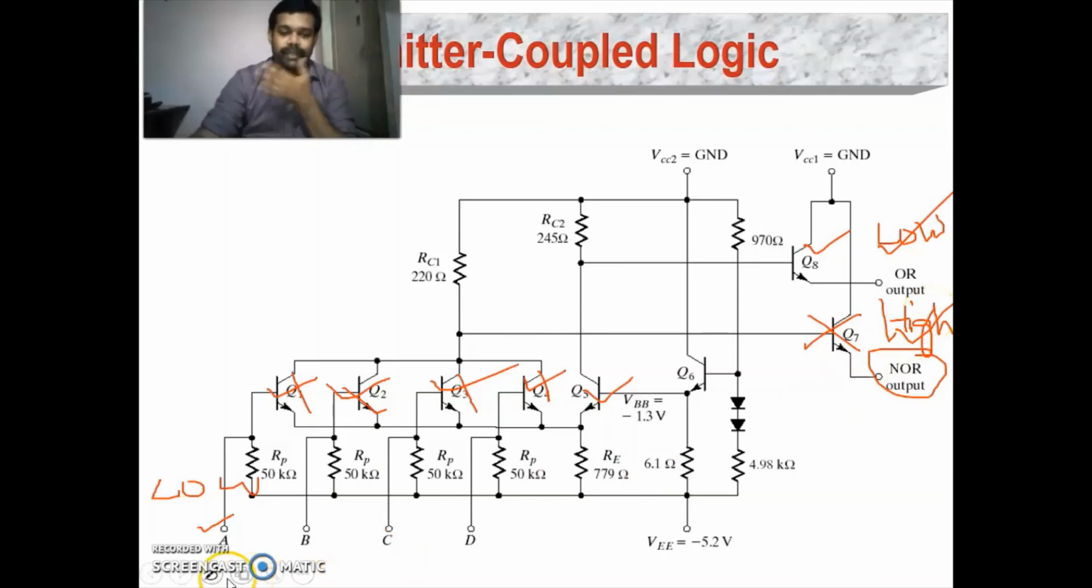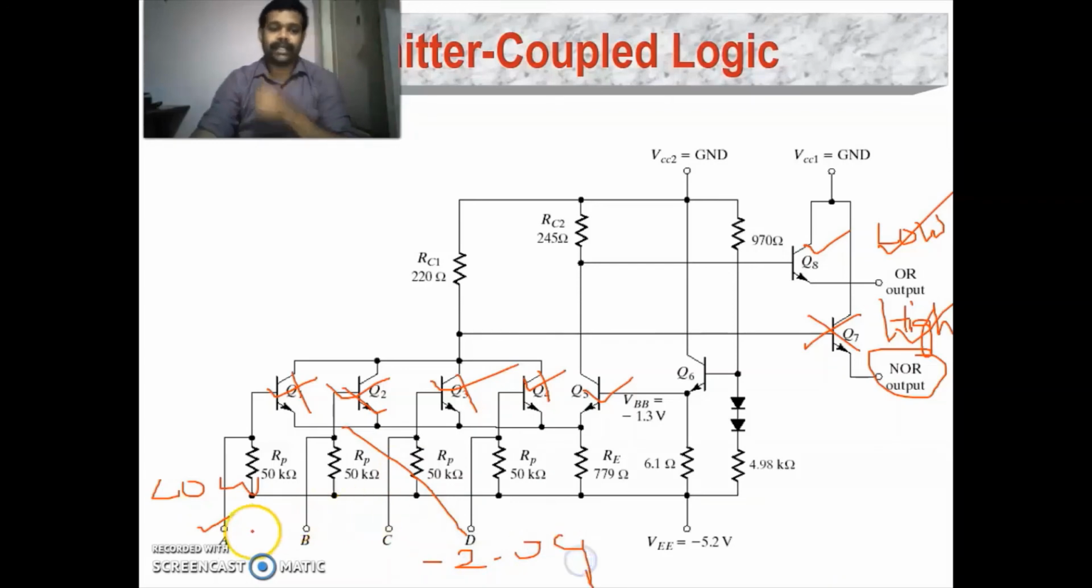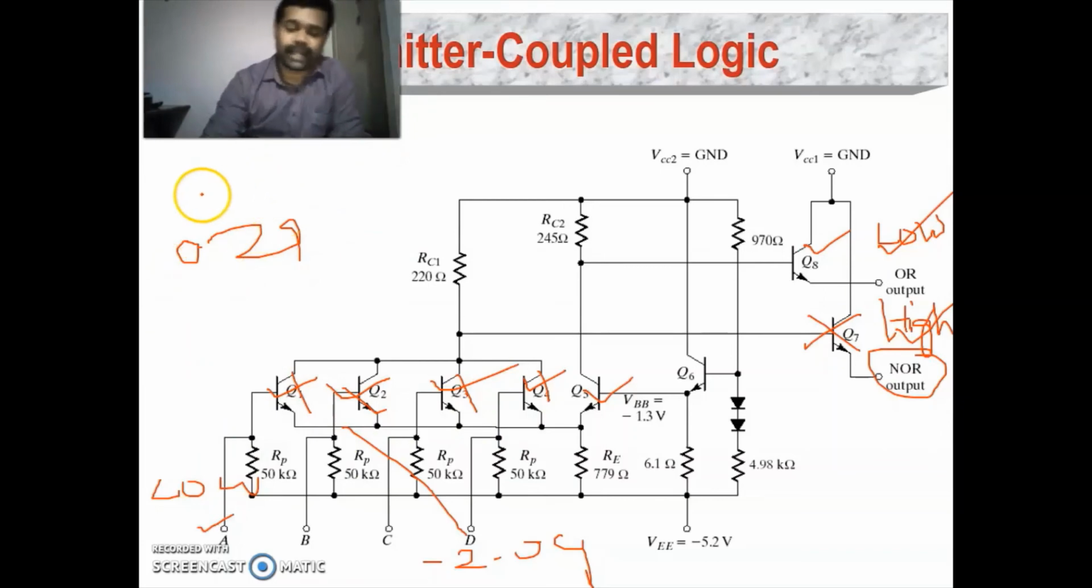So clearly I explained, we are providing minus 1.8 to the inputs A, B, C and D. And already, due to this biasing network, we are having minus 2.09 at the emitters. And at the base we are having minus 1.8. Now we are calculating the VBE. If a particular transistor wants to conduct, its VBE should be greater than or equal to 0.8. So when you calculate the VBE for the transistors Q1, Q2, Q3 and Q4, you are getting only 0.29, approximately 0.3. So these transistors Q1, Q2, Q3 and Q4 are not conducting.